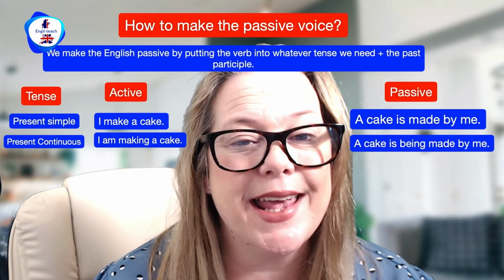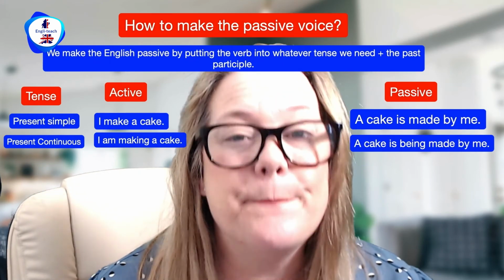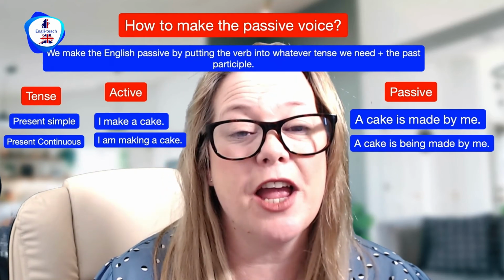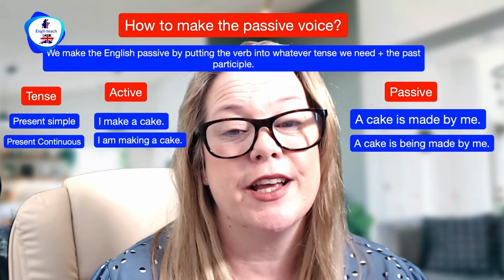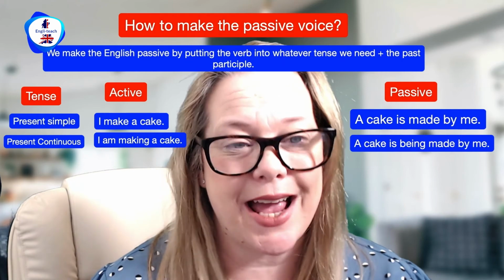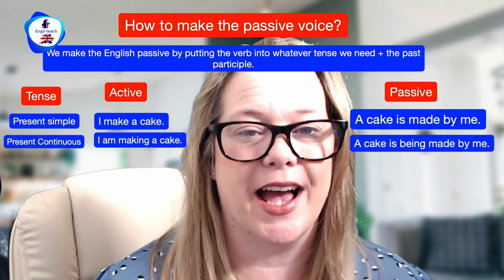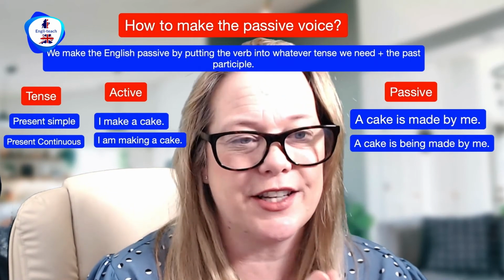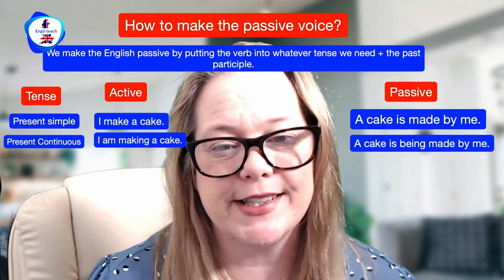Past simple tense. Past simple, I made a cake. I made a cake. The action has been, and now it's in the past. Okay, and now let's have a little look here. Put into the passive voice. A cake was made by me.